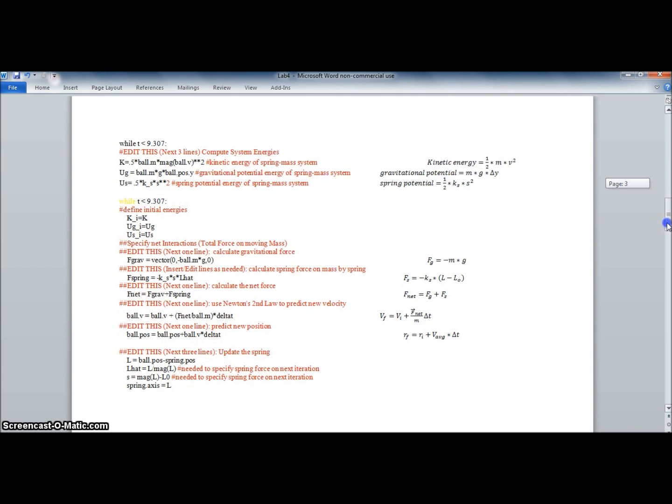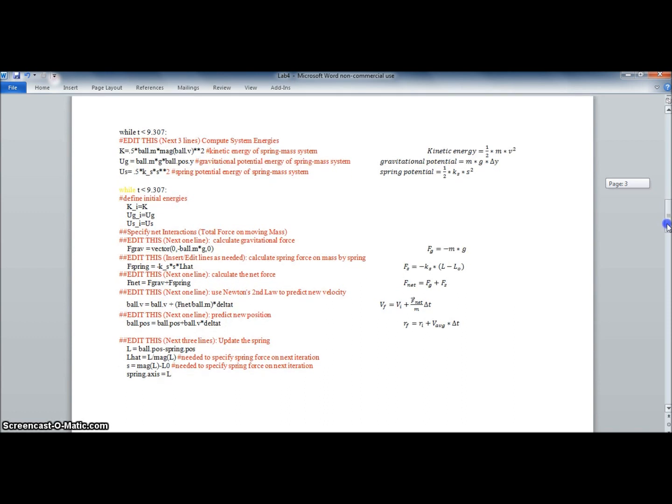For the rest of the predictions, Newton's second law was used to update the gravitational force, the spring force, the net force, and the velocity and position. It was then important to add code in order to update values that are used in calculating the spring force, as the spring force changes with changes in position.